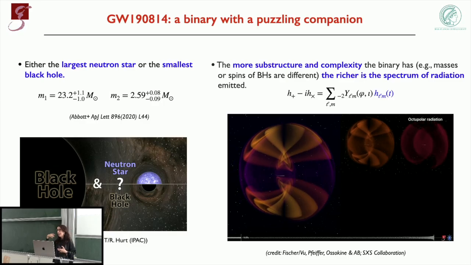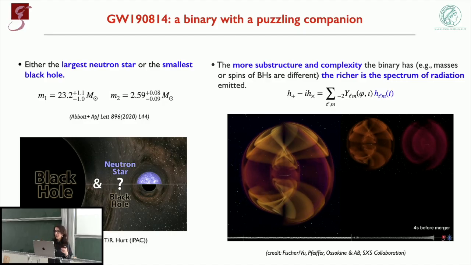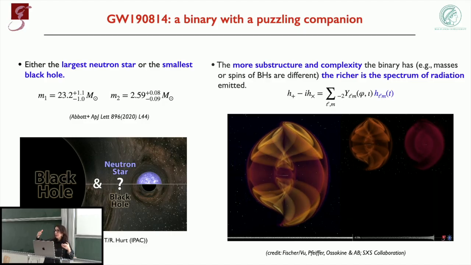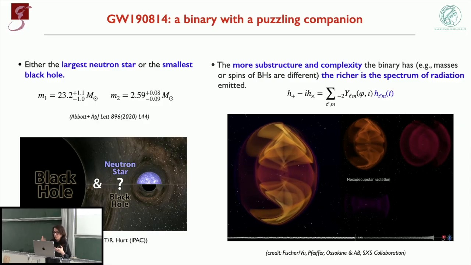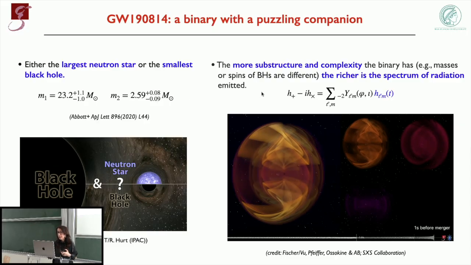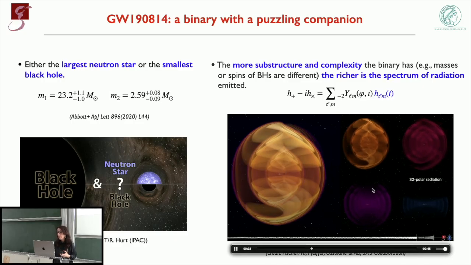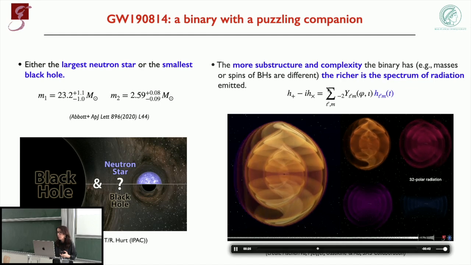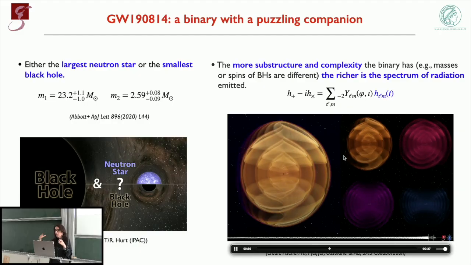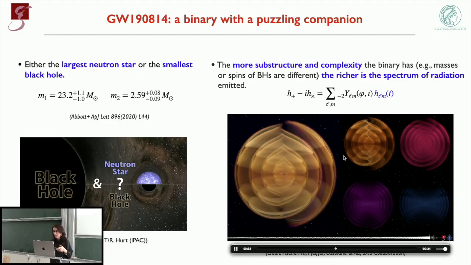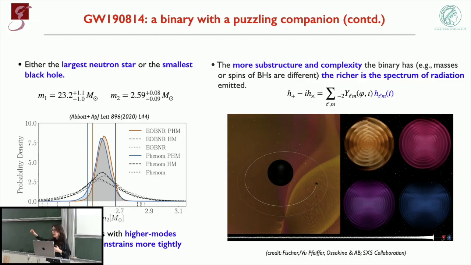Well, the more asymmetry you have in a binary, the more complexity the signal has. The quadrupole is just the leading order of a series of multipoles that determine the gravitational waves. So in this animation here, you see the total signal for this event decomposed in multipoles, okay? The polarization decomposed in multipoles. And these multipoles, or higher harmonics, become more and more important as you go toward merger, because the amplitude depends on the velocity, and the velocity becomes larger and larger as you approach merger.